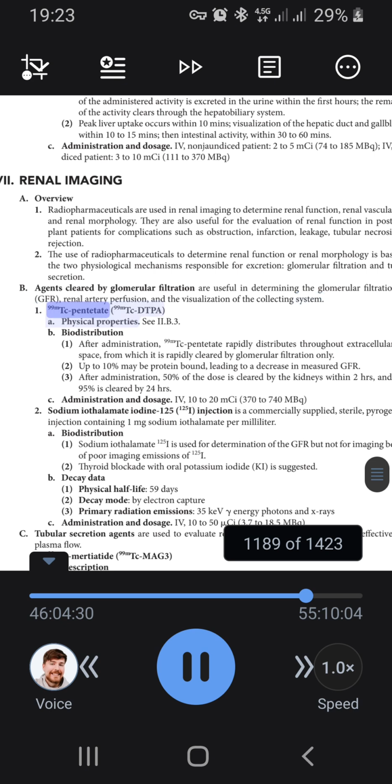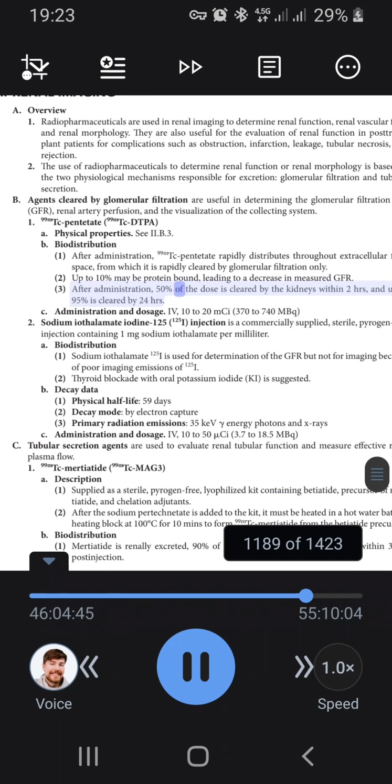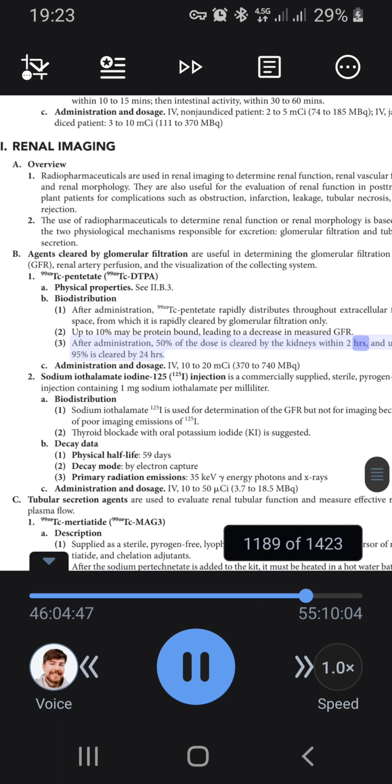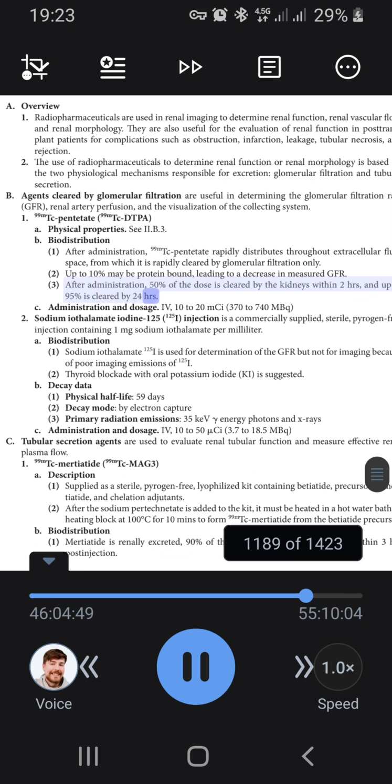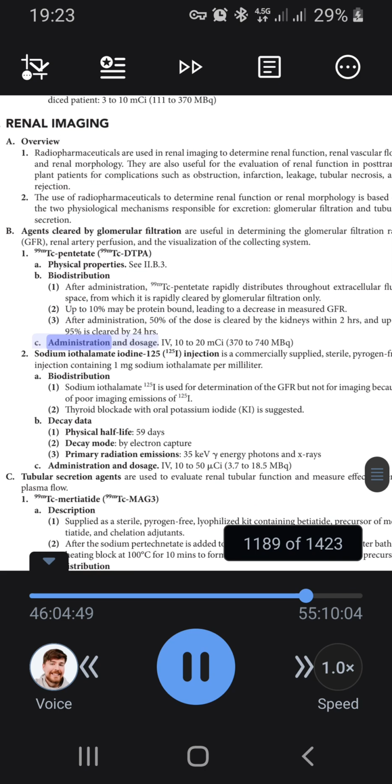1. 99mTc pentetate, 99mTc DTPA. A. Physical properties. B. Biodistribution. 1. After administration, 99mTc pentetate rapidly distributes throughout extracellular fluid space, from which it is rapidly cleared by glomerular filtration only. 2. Up to 10% may be protein-bound, leading to a decrease in measured GFR. 3. After administration, 50% of the dose is cleared by the kidneys within 2 hours, and up to 95% is cleared by 24 hours.